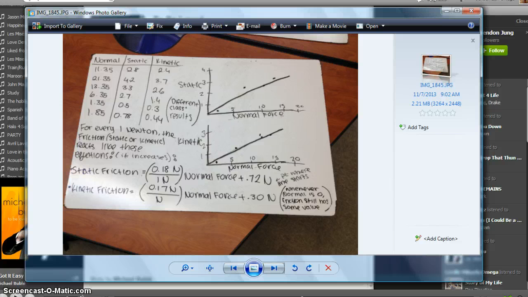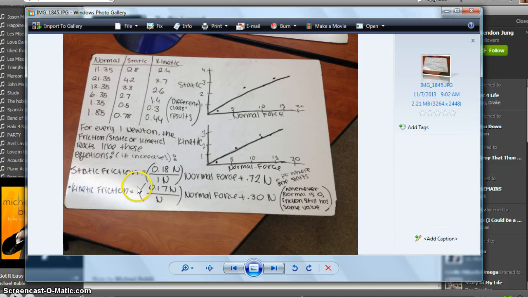Now this time we're doing the normal, static, and kinetic. As you can see, the graph over here is not the class result because our class had inaccurate information, so we used some other classes. But basically, it's the same thing for both static and kinetic explanations.